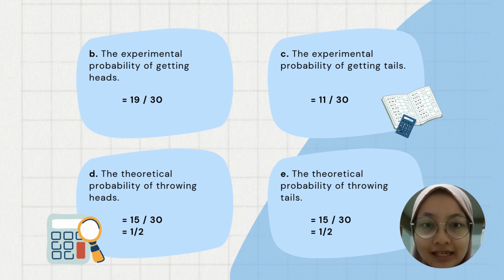Here, we got the experimental probability of getting heads is 19/30, and the experimental probability of getting tails is 11/30. Meanwhile, the theoretical probability of getting heads and tails is the same, that is 15/30, or we can simplify it to 1/2.